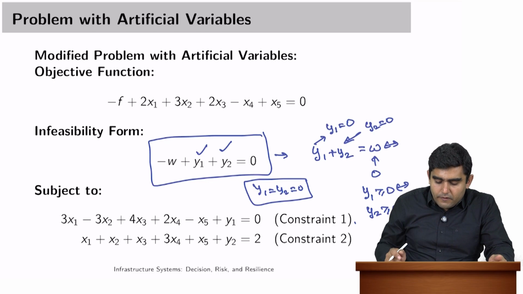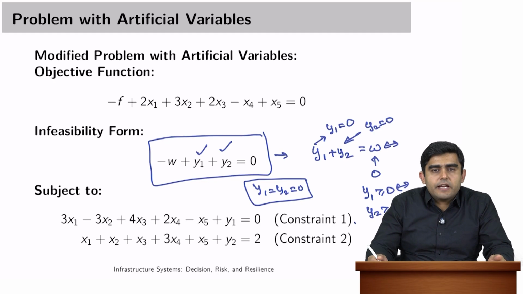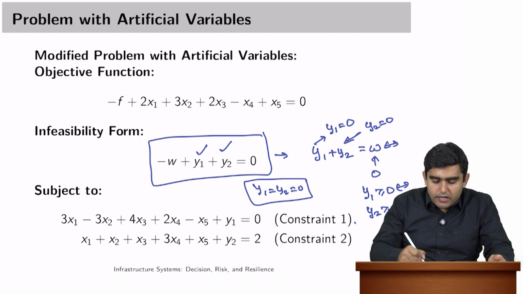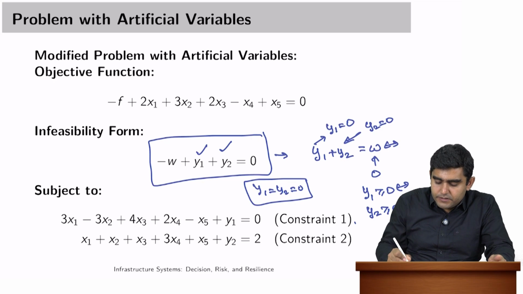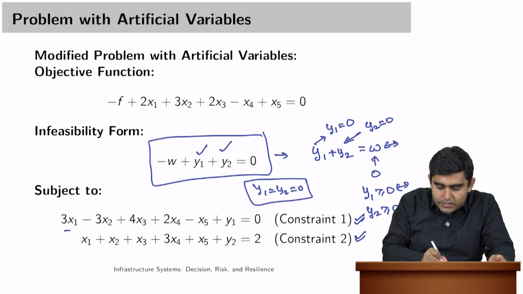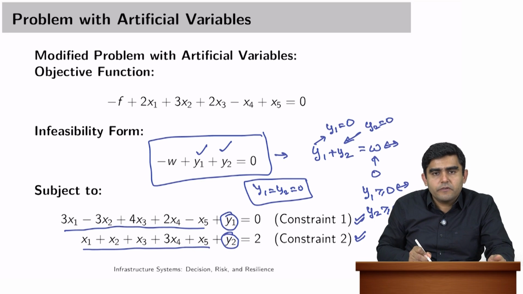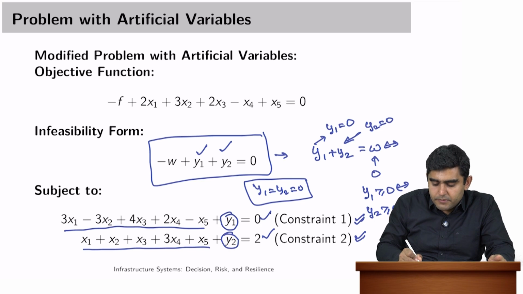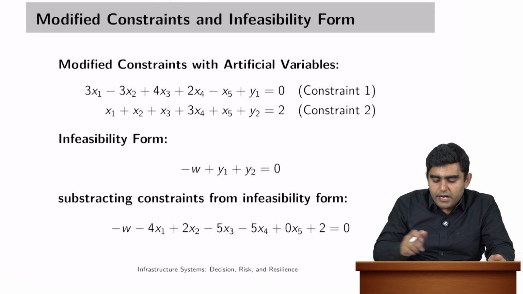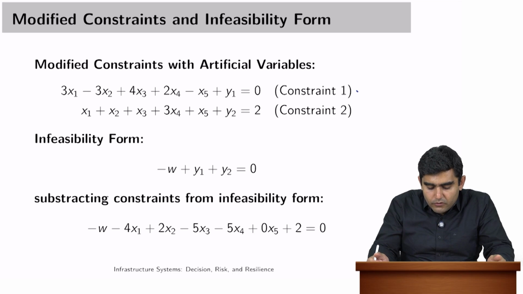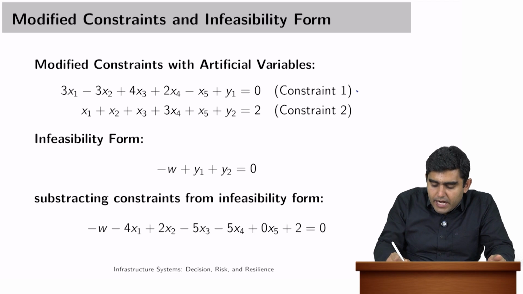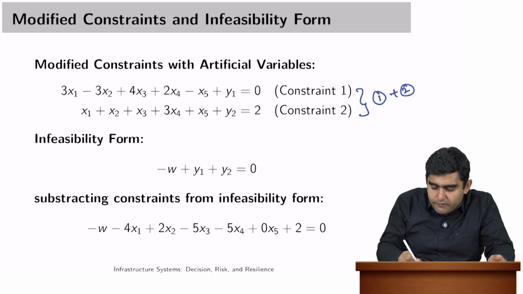So when we introduce these y1s and y2s into our system, this is how our two constraints are going to look like: the original equation plus artificial variable, the original equation plus artificial variable, and B remains same, that is 0 and 2.